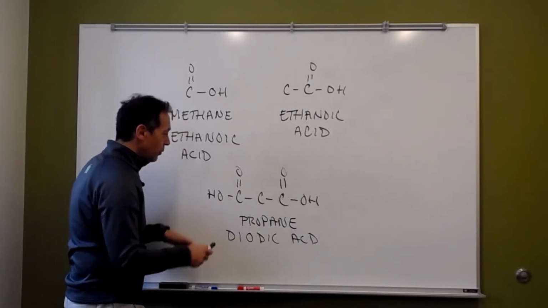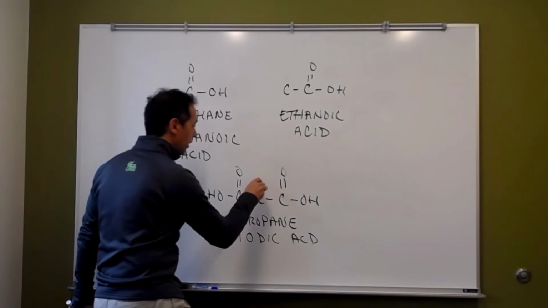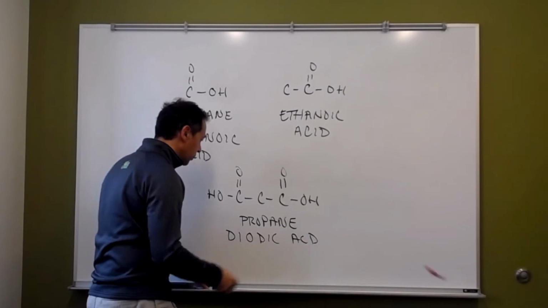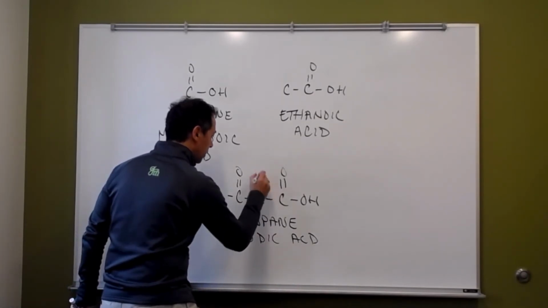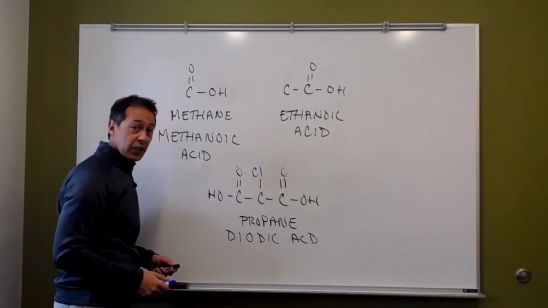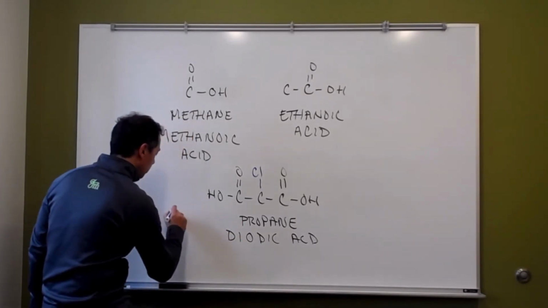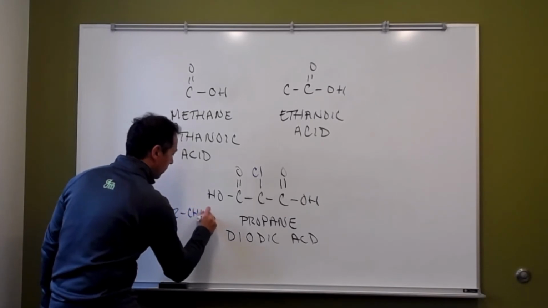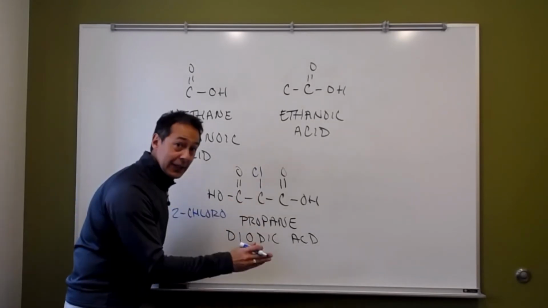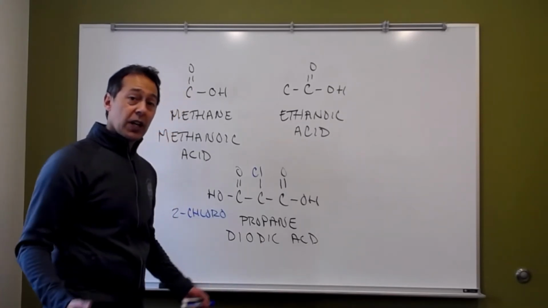And then if we were to throw something else on here, like a chlorine atom. Let's just say that we had a chlorine atom. Hang on, gosh, somebody's been sniffing my markers. Okay, let's try a chlorine on here like this. Now this here is coming off of the second carbon in the propane molecule. So this becomes 2-chloropropane dioic acid.